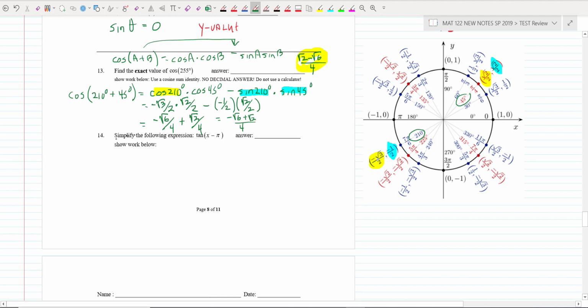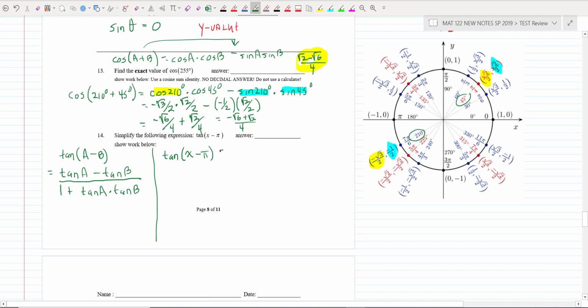Now we have a tangent identity. So I'm going to write down the tangent identity, tangent difference. So the tangent of A minus B is equal to tangent A minus tangent B. That follows, just the sign follows like that. And then the denominator is 1 plus the product of tangent A times tangent B. So we're going to be following this identity on here. So let's go ahead and get this plugged in. And then we'll have to use the unit circle to interpret this.